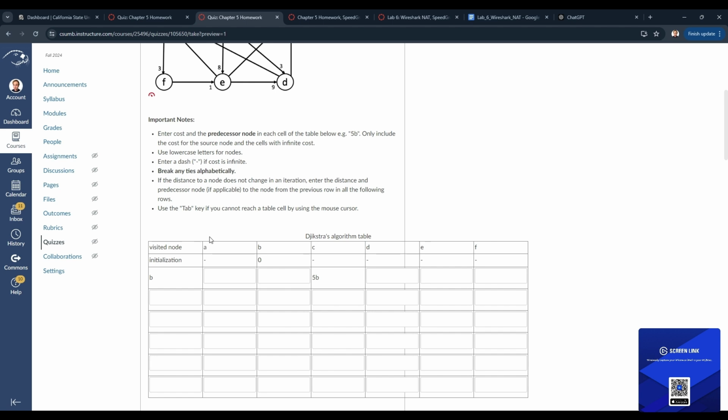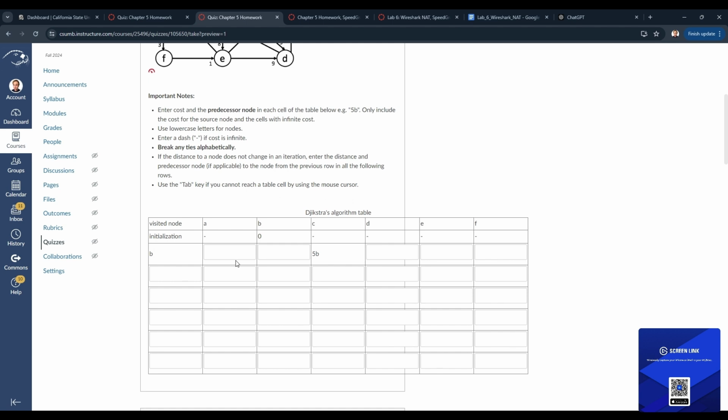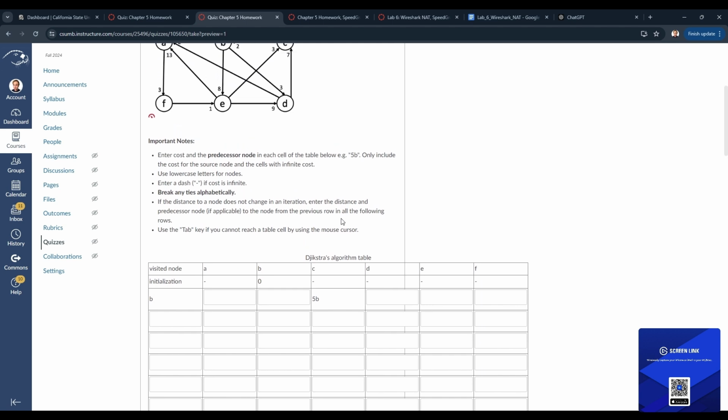If the distance to a node does not change in an iteration, enter the previous distance. So if we already have the shortest distance, then don't enter the new distance, basically. But yeah, we'll go through it. Enter the tab key if you can't reach these cells over here.